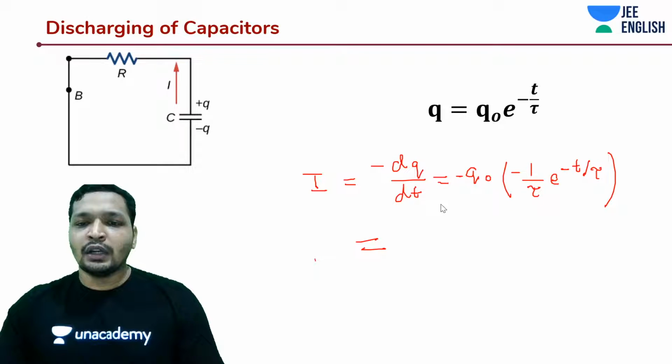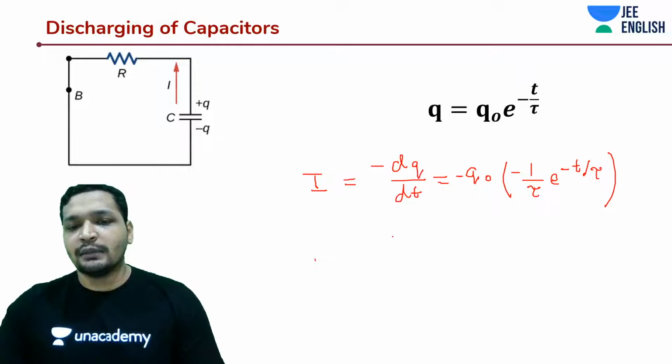What is tau? The value of tau is RC, right? RC is something that you have to remember, guys. RC is the time constant.